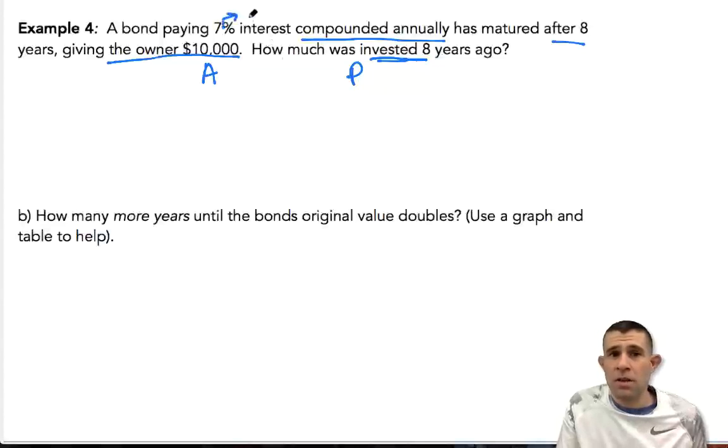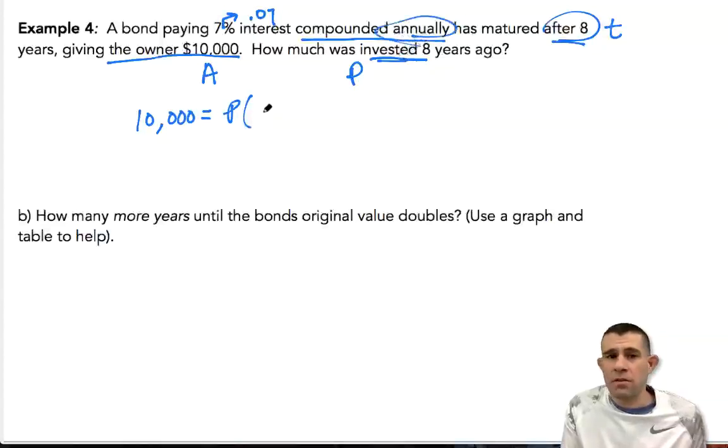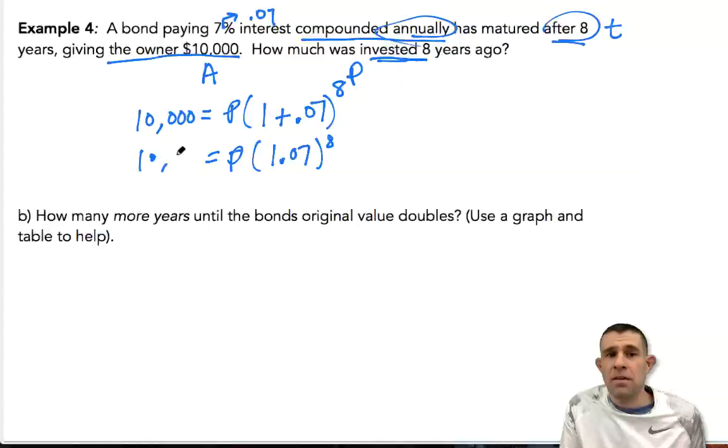Well, our interest rate is 0.07, and it's been in there for 8 years. So let's work backwards to see if we can find out the initial amount that was invested. $10,000 is equal to the principal times, it's compounded annually now, so we're just going to use our 1 plus 0.07 to the 8th power. Well, 1 plus 0.07 can be written as 1.07 to the 8th power times P is equal to 10,000.